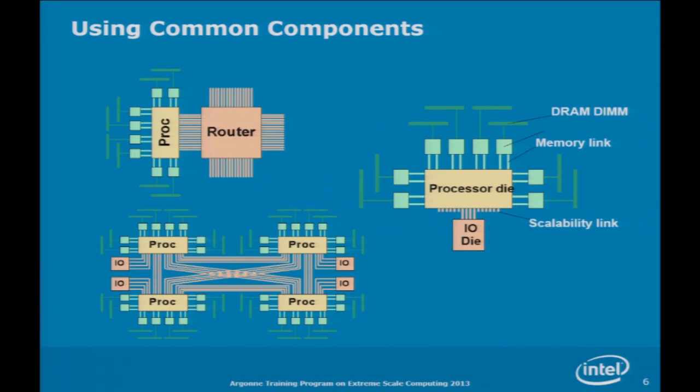So the trick for Intel, of course, is to use the same chip everywhere. In the upper left corner, you see the CPU chip attached to a router and to a giant network. Below there, you can imagine a fully connected system where there's a single network connection between each of the nodes without the router. This is already such a system, say with 8 nodes or 16 nodes.